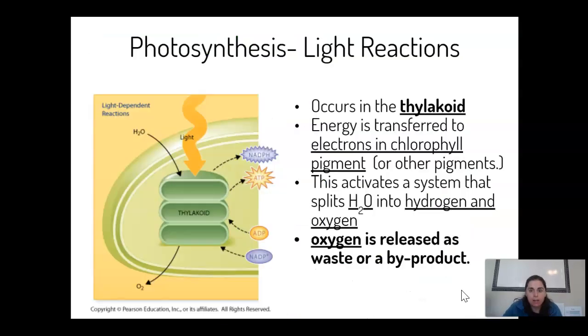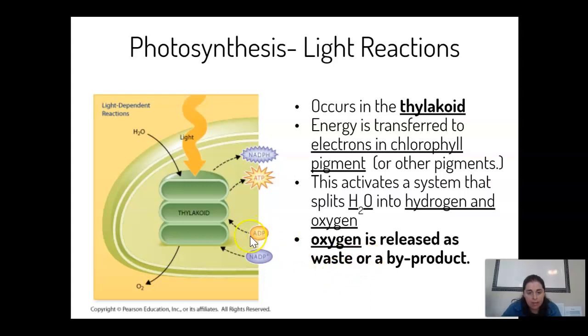All right, the light reaction. This is going to occur in the thylakoids. Energy is transferred to electrons in the chlorophyll pigment or other pigments, and there are other pigments involved in the structure in leaves, not the structure of leaves. This will activate a system that splits water into hydrogen and oxygen. That's important. You need to have your hydrogen separated from your oxygen in order to form glucose. But it also means oxygen is a waste product, so it's then getting released as waste, which is important because we need that.